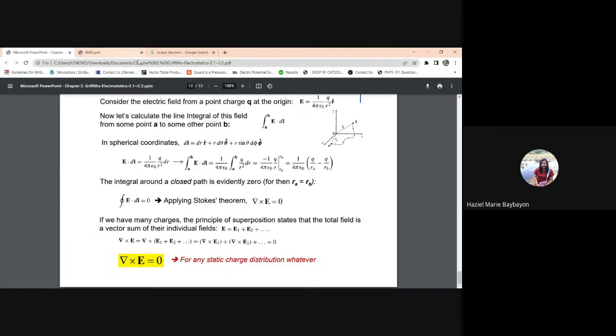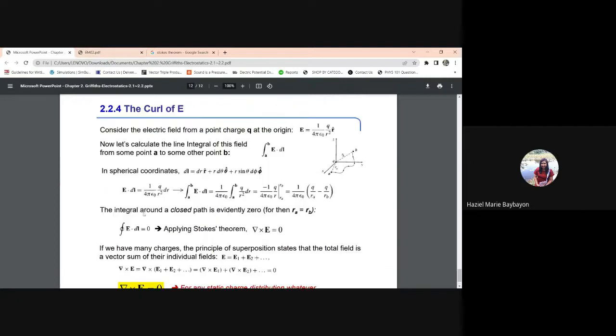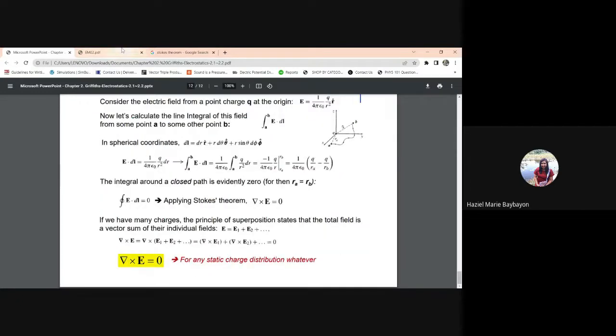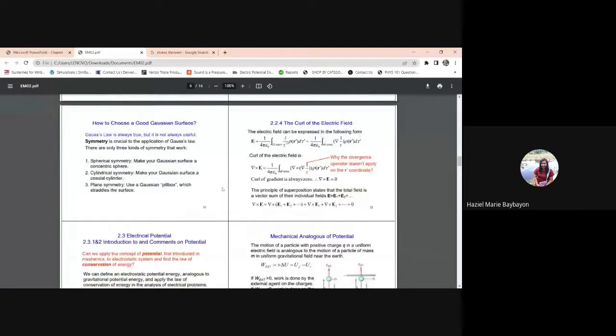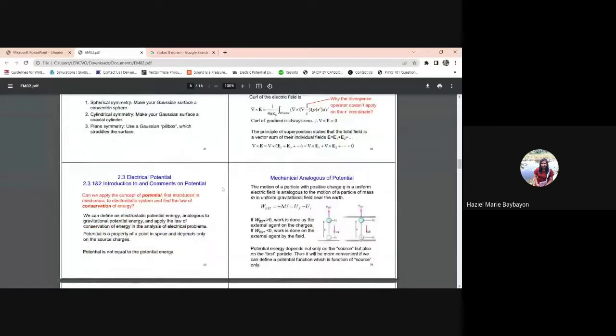All right. So what is this scalar function? Here we will introduce the electric potential.